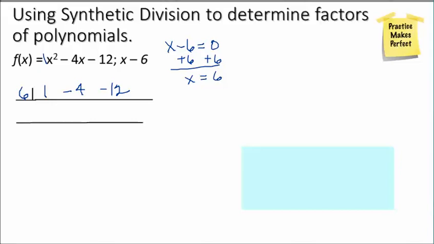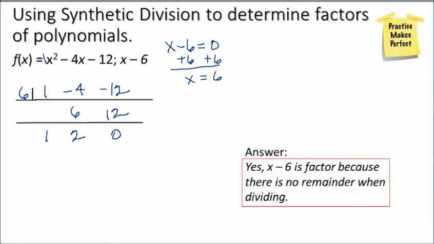You're going to bring down that 1. 6 times 1 is 6. Negative 4 plus 6 is going to give me 2. And then 6 times 2 is going to give me a 12. Ta-da! A remainder of 0. So that means x minus 6 is a factor because there's no remainder. And that's what your answer would look like.